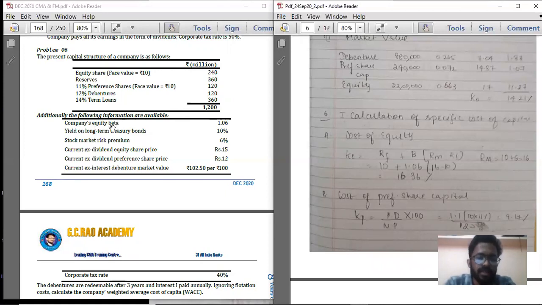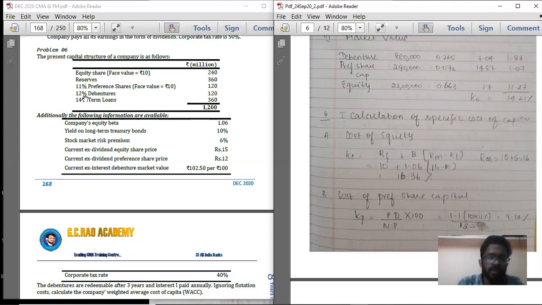Additionally, the following information is available. Company's equity beta is 1.06. So using the CAPM formula, that is the capital asset pricing model, RF plus beta into RM minus RF, you can calculate the cost of equity. And the yield on long-term treasury bonds is nothing but RF. The stock market risk premium is nothing but RM minus RF. So using all three, you can easily find the cost of equity.